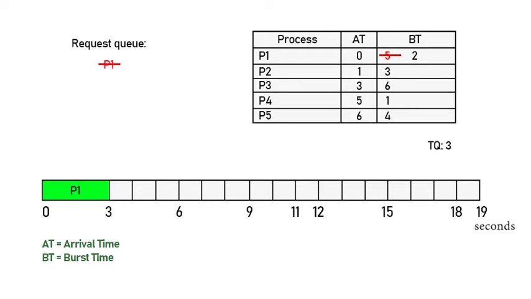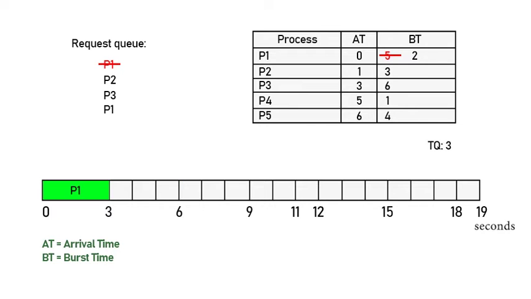So P1, or process 1, is executed from 0 to 3 seconds since the given time quantum is 3, even though the burst time is 5. Given that, there are only 2 seconds left for P1. Within 3 seconds, P2 and P3 have arrived in the CPU, so we put both processes in the ready queue. But since P1 has not been fully completed, it still has some remaining burst time left. We have to queue P1 again and execute it at a later time.